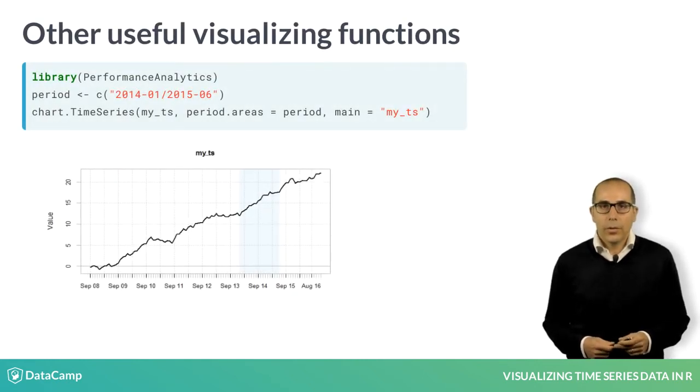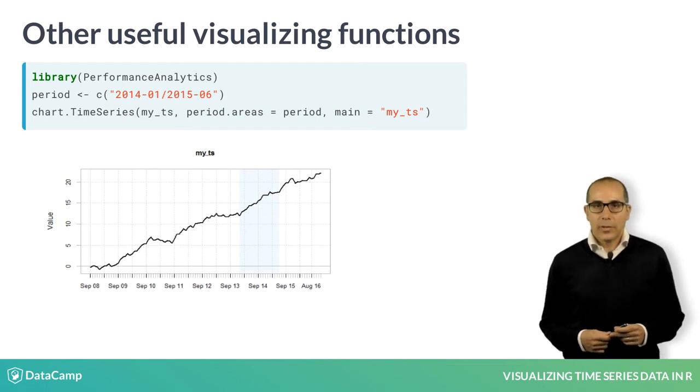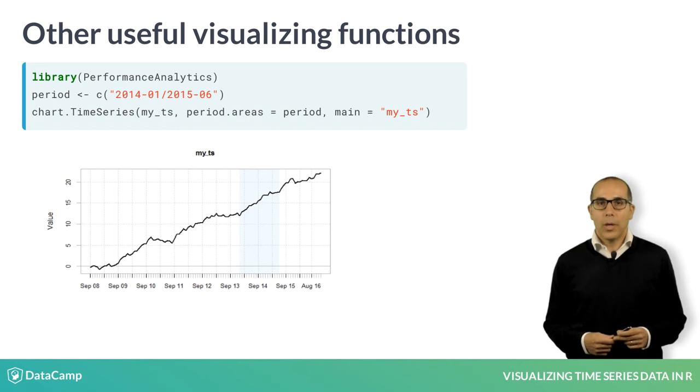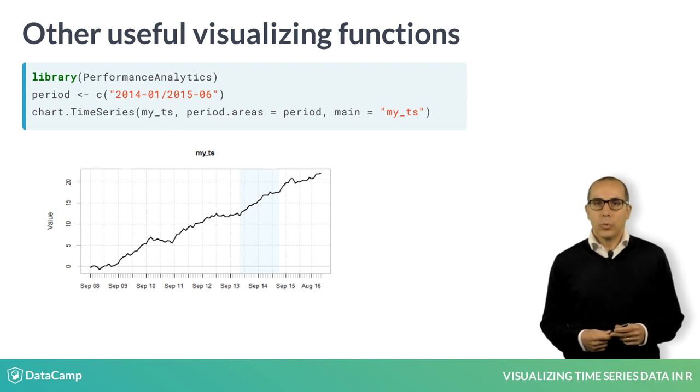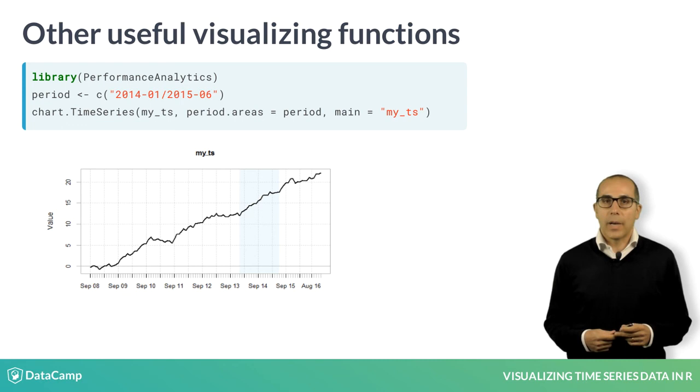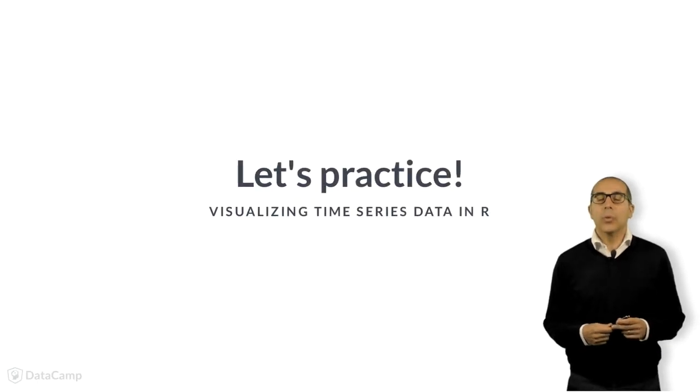You can go even further and highlight an entire period in a time series. There are several ways of achieving this, but a quick and easy way is to use a specific package: the PerformanceAnalytics package, and more specifically the chart.TimeSeries function in this package. In this example, the highlighted period is represented by a background in light blue. Like pretty much everything in R, this can be customized. Let's put all this to practice.